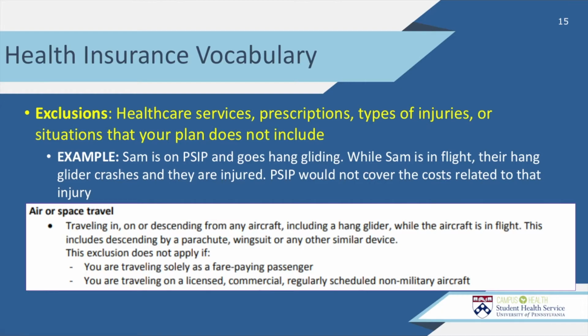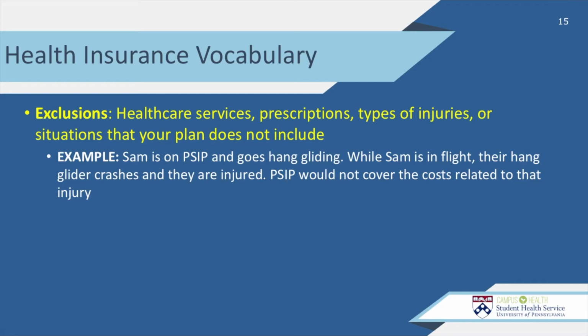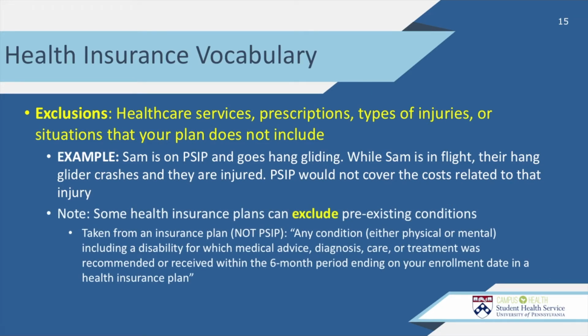Some insurance plans may exclude services that may seem common, like treating acne. Common exclusions and PSIP exclusions are being injured while in war, injuries while committing a felony, injuries from participation in a riot, injuries while a part of an NCAA sports team, among many more. Also, it is important to note that some insurance plans can exclude pre-existing conditions. This would be any condition that you had before you entered into the new insurance plan. This again emphasizes how important it is to look through the plan details before you purchase a plan.